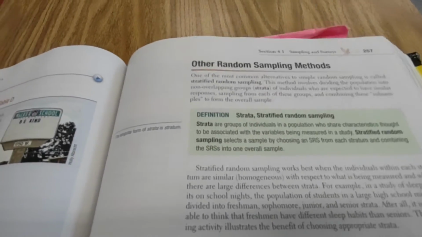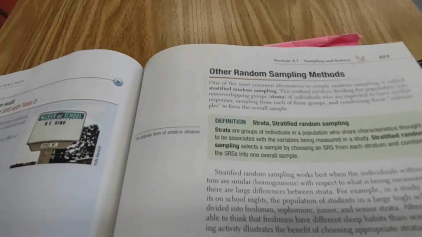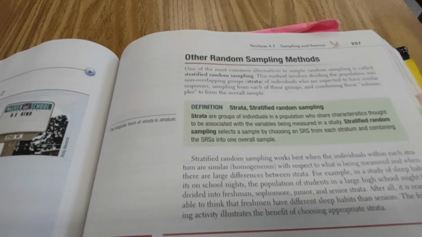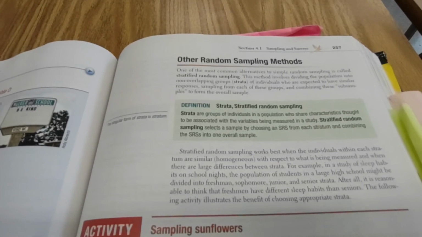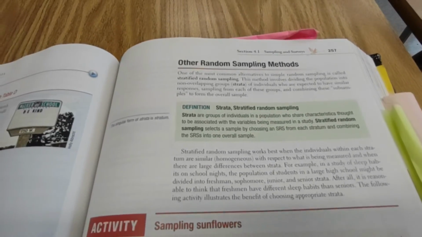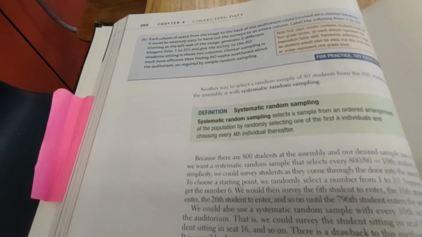So there's still randomness, but you're making sure you're being representational of groups that you think are important, lest you accidentally get 40 seniors in your totally random survey. It's not likely to happen, but it could. Okay, systematic random sampling. This is really interesting.